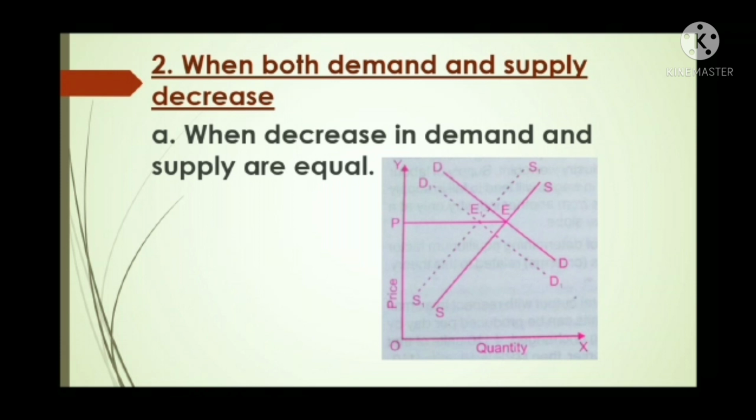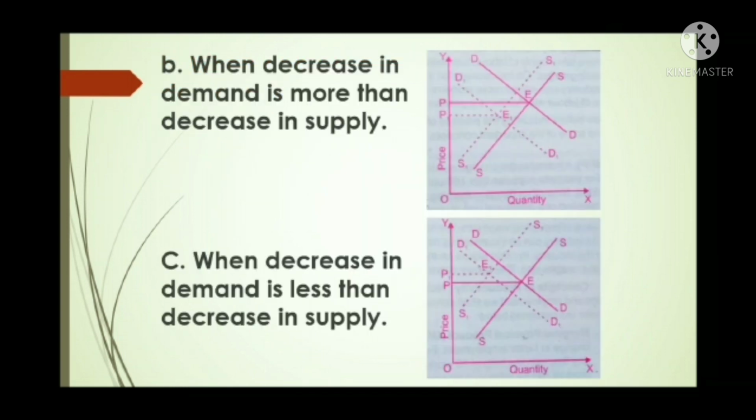The diagram clearly shows that change in demand and supply are equal. Hence, the old and the new equilibrium price are the same, that is OP. But the new equilibrium quantity decreases from PE to PE1. Number B. When decrease in demand is more than decrease in supply.